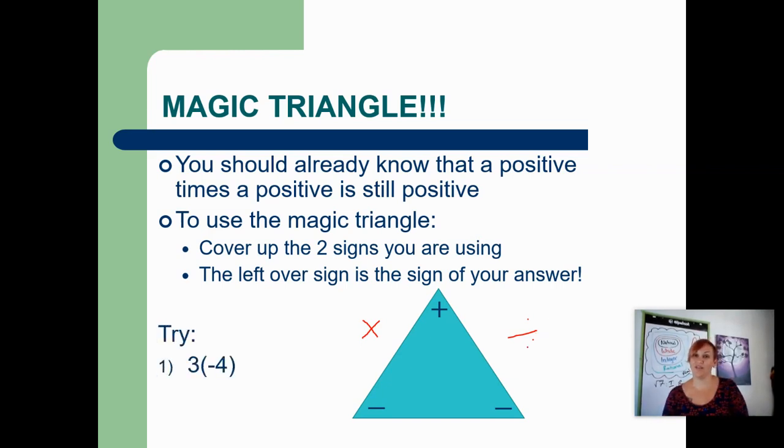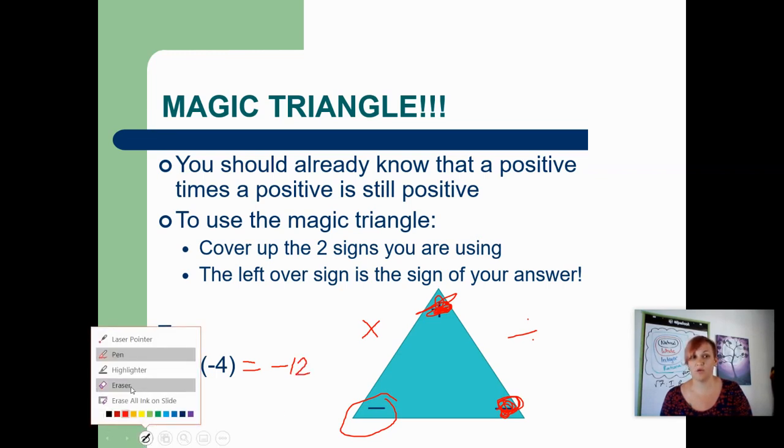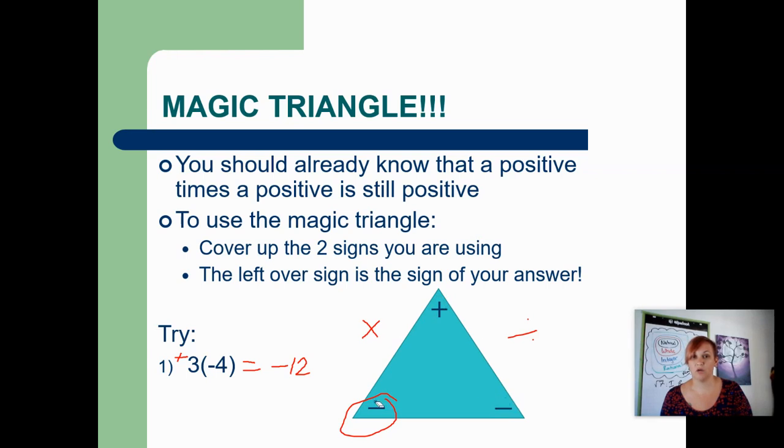This is 3 times negative 4. This is positive 3 times negative 4. And so if I'm using my magic triangle, I'm going to cover up the positive, and I'm going to cover up a negative. And the third symbol, the one that I did not cover up, that's what sign my answer should be. I would expect this to give me a negative answer. And the answer should be negative 12. Okay, so this is how you do the magic triangle.